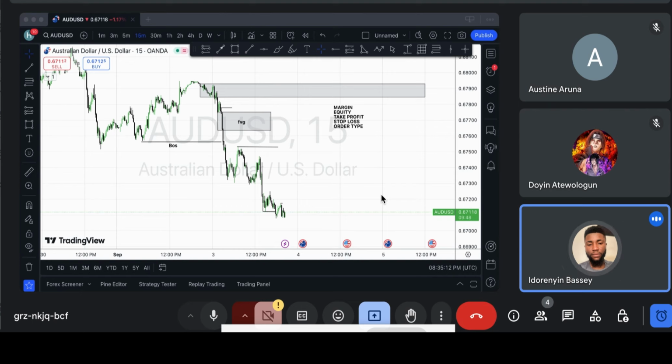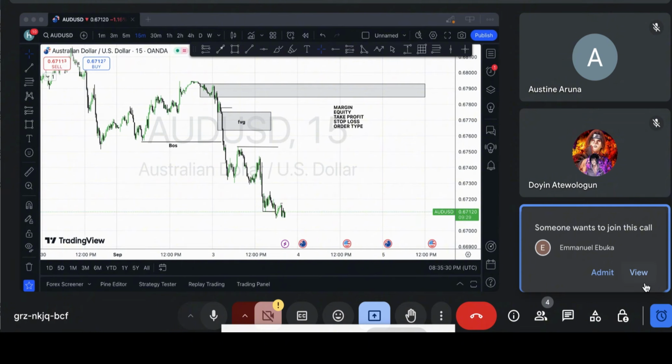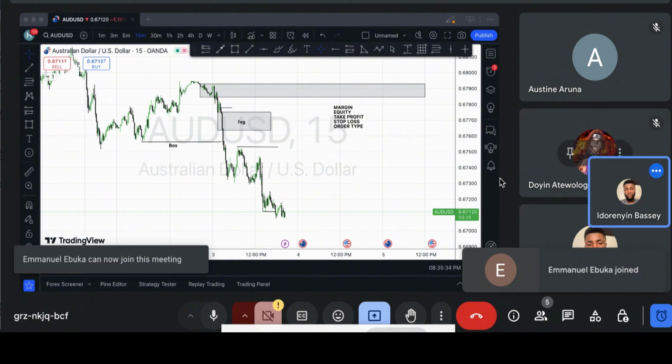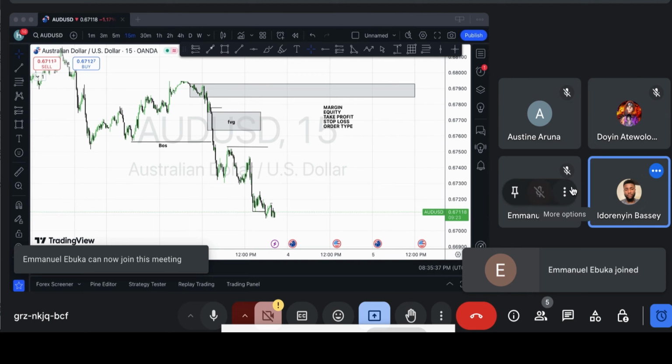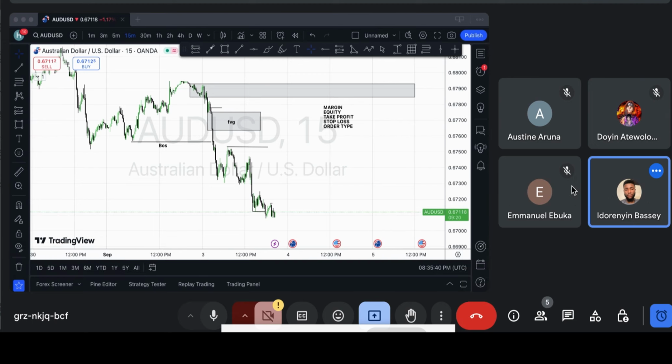In forex trading, margin is a fundamental concept that refers to the amount of money a trader needs to deposit with their broker in order to open and maintain a trading position.